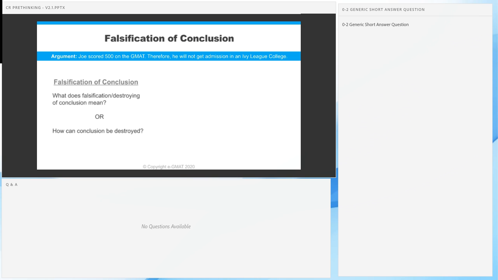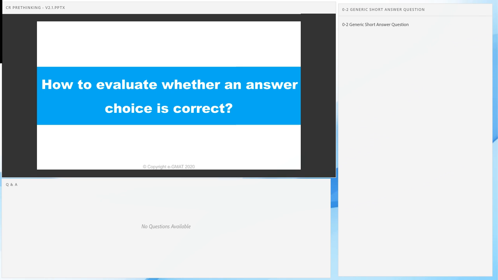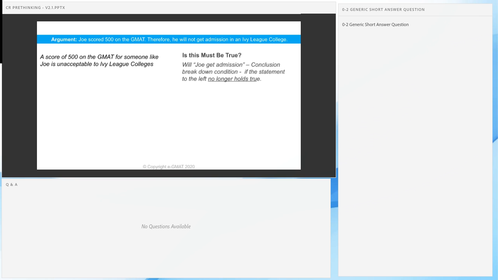Okay. Let's apply what we just learned on this really simple argument, and then we're going to move on towards more complex arguments. So, same argument, and we say, okay, what does falsification of the conclusion mean? The conclusion gets falsified if Joe gets into an Ivy League college with that score of 500. So I know how my conclusion breaks. How do you figure out whether an answer choice is correct? We said this is my correct answer choice. Let's ask ourselves: is that must be true? Does this satisfy that must be true condition? Or, in other words, will Joe get admission into an Ivy League college if this statement is no longer true?